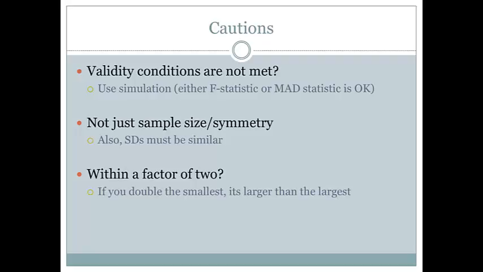Simulate instead. Remember that the validity condition here is not just sample size and symmetry anymore as it has been before when we've looked at one mean or two means. The standard deviations also must be similar across the groups when you're doing an ANOVA. And finally, what does it mean for the standard deviations to be similar? They should be within a factor of 2 of each other. If you double the smallest one, it's bigger than the largest.